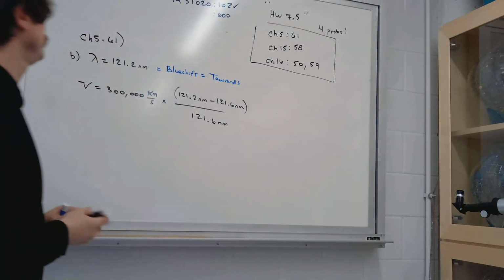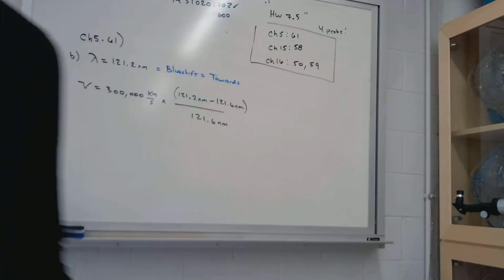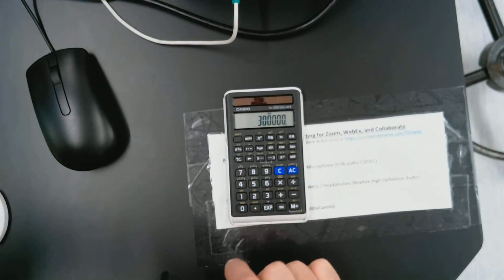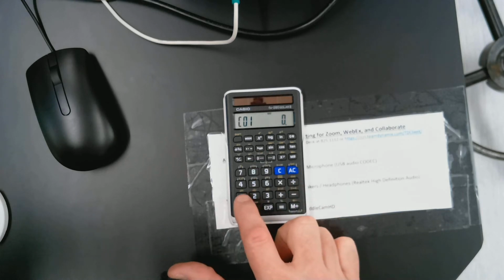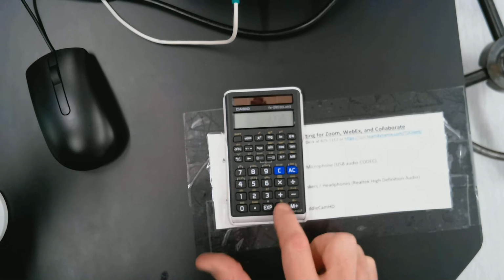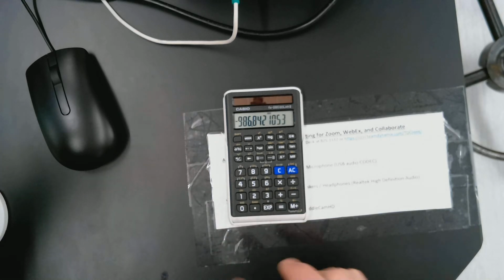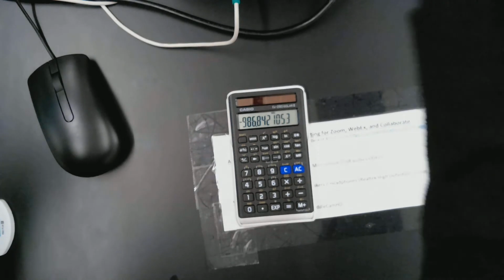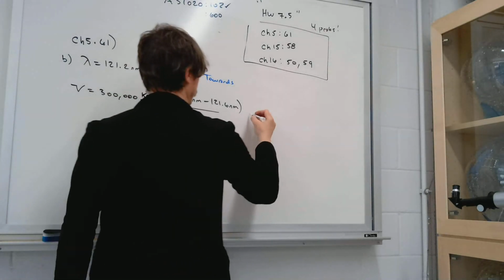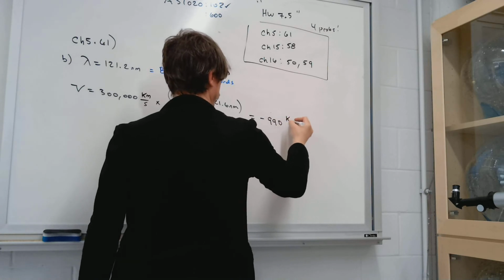I would have chosen 2 sig figs. So, 900 and what? Hold on, let's round better. Hold on. 300,000 times open parenthesis 121.2 minus 121.6, close parenthesis, divided by 121.6. Yeah, negative 990. The 1,000 would have been perfectly acceptable, but we're going to keep 2 sig figs just to be proper. And the units are kilometers per second.